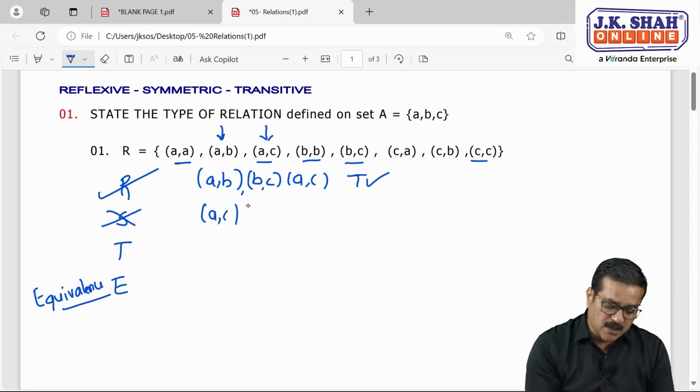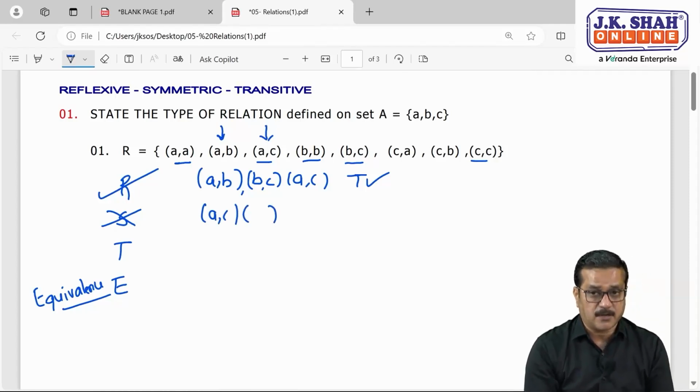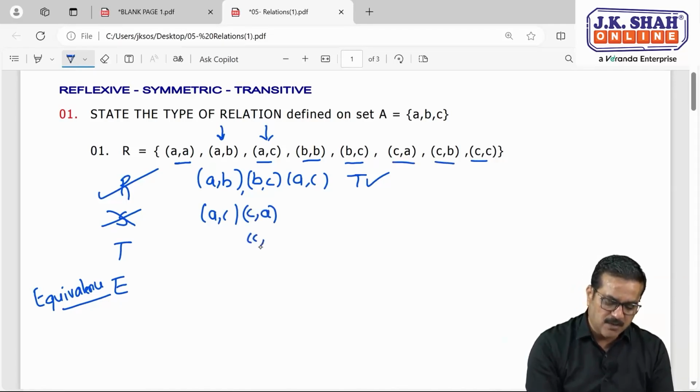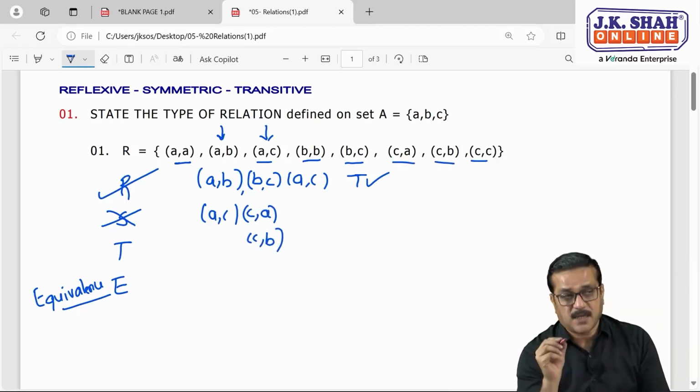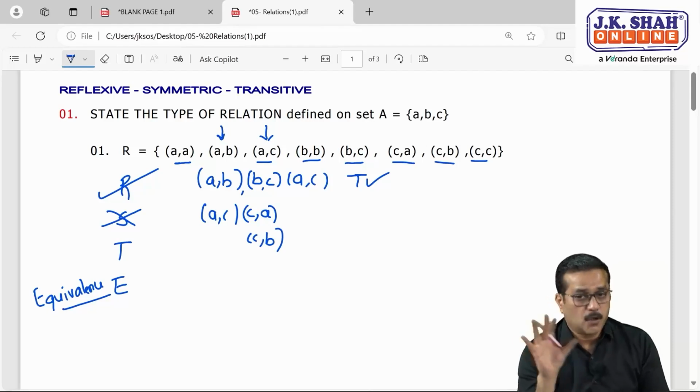A, C के साथ you're going to attach pairs starting with C but hetero. So I've got 2, C, A, C, B. Sir, you forgot. आपके पास C, C भी है. Enough explanation. Homo pairs नहीं आएगा transitivity में. न first में न second में.